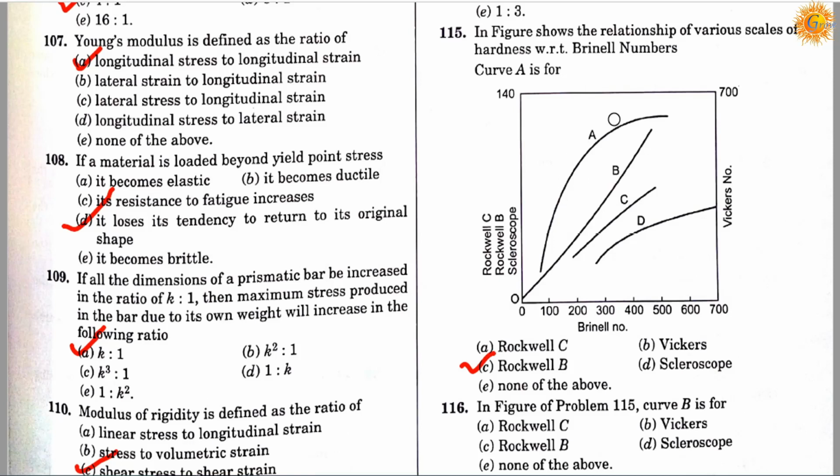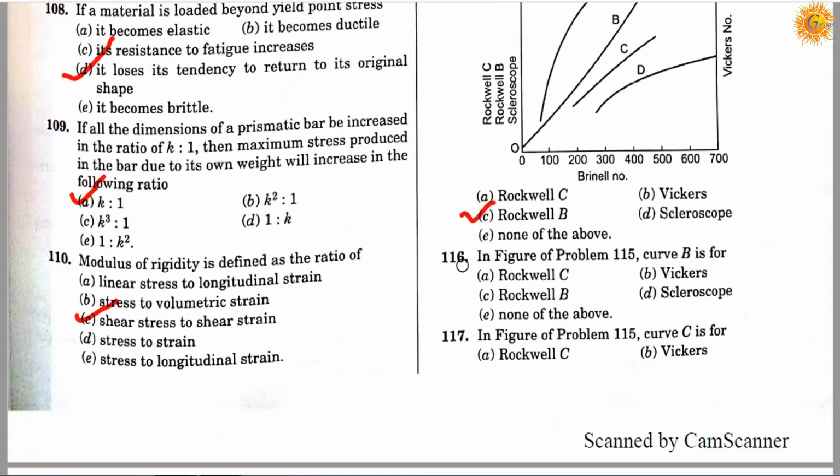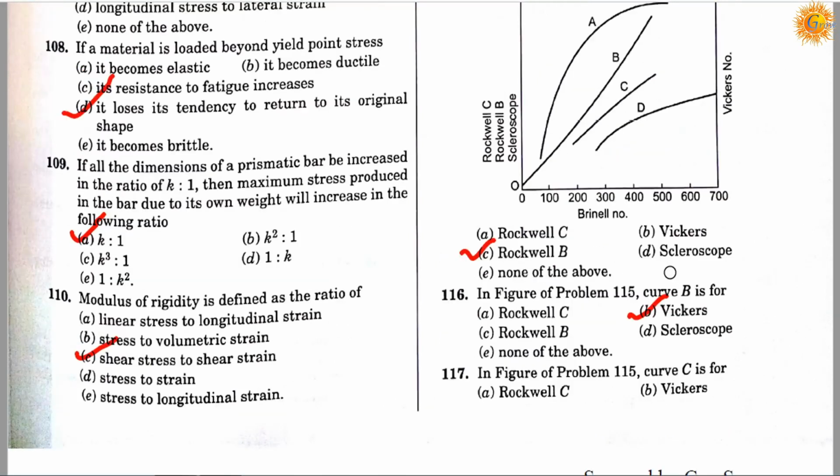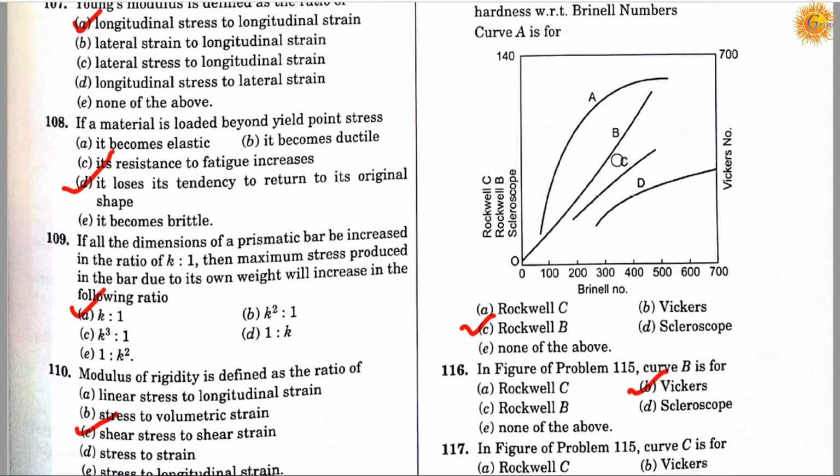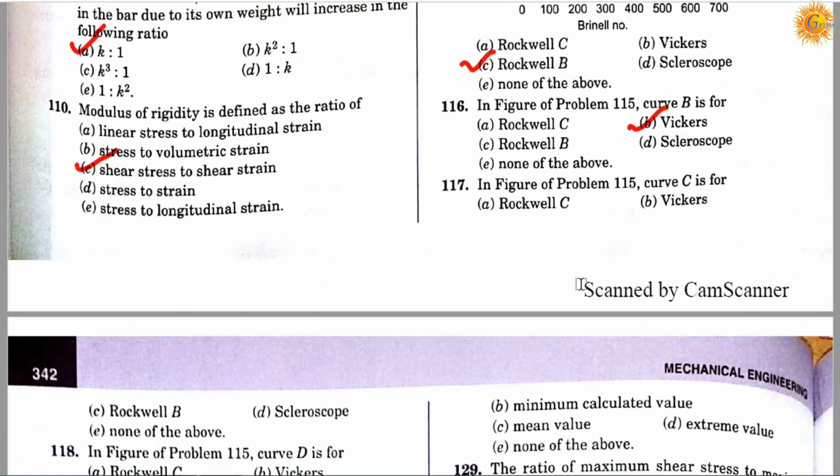Okay. Question number 116. In figure of problem 115, curve B is for option A is Rockwell C, option B is Vickers, option C is Rockwell B, option D is a scleroscope, and option E is none of the above. Correct answer is B. It's Vickers. So curve B belongs to Vickers.